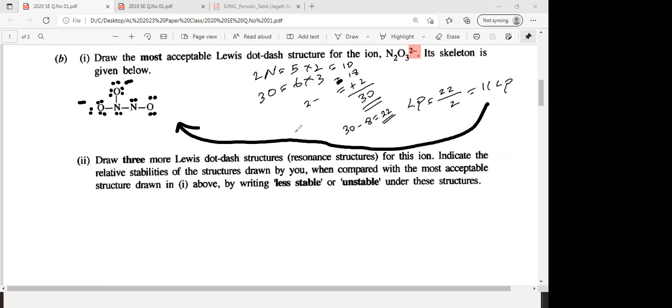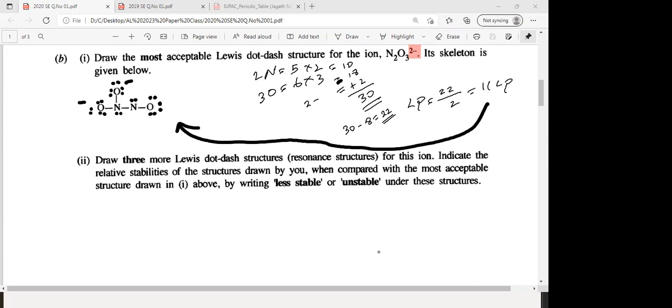11 lone pairs. So I was checking, one is missing here. You can put 2 lone pairs here. Is that clear now? For the 3 oxygen atoms you distribute 9, and the remaining 2 you put one on this nitrogen and the other one on this. Then the octet is not completed on this one.